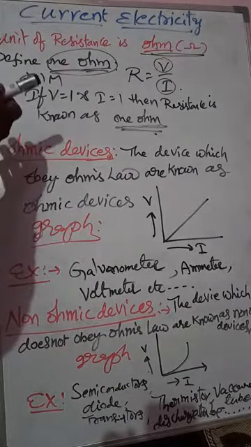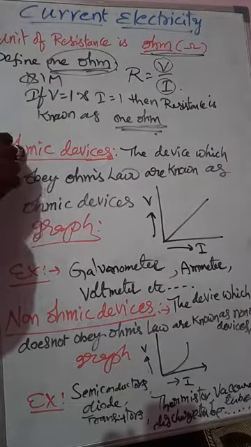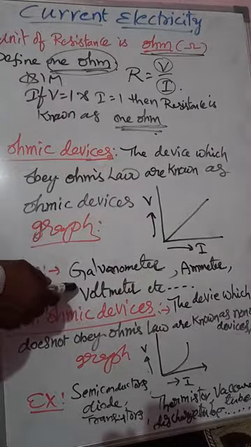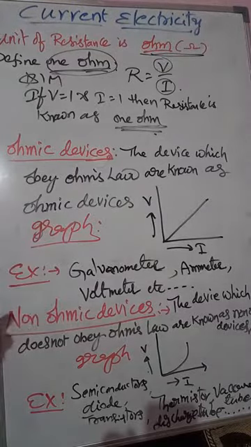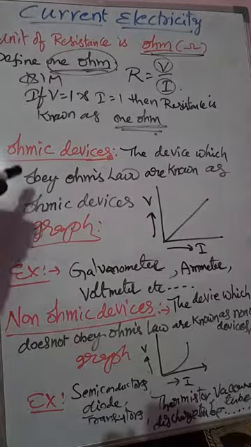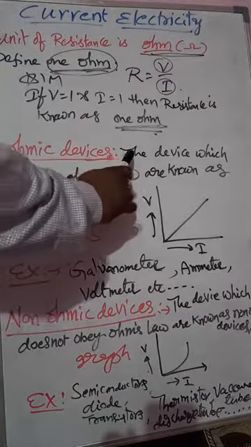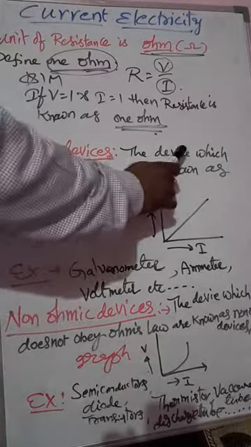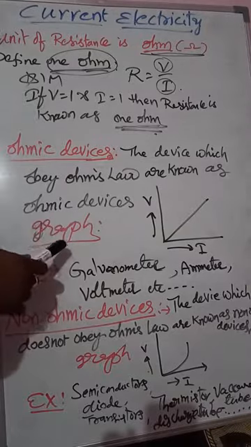Clear? Most important for 2 marks: What are ohmic devices? Draw a graph of devices which obey Ohm's law. Which devices obey Ohm's law? They will ask questions like this. Clear? What are ohmic devices? Very important. The devices which obey Ohm's law are known as ohmic devices.